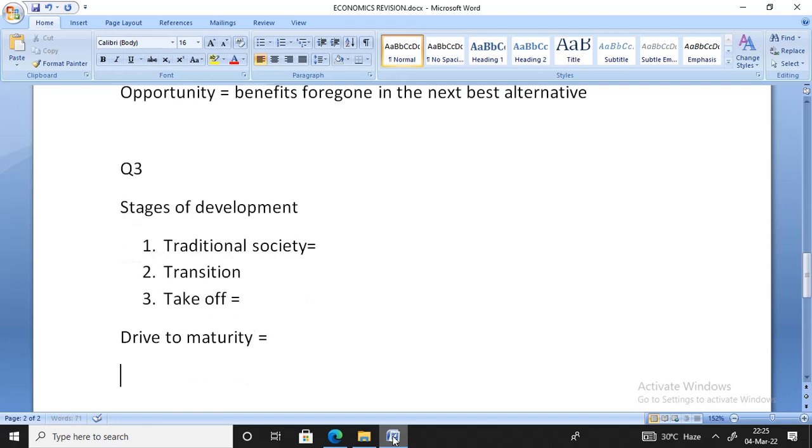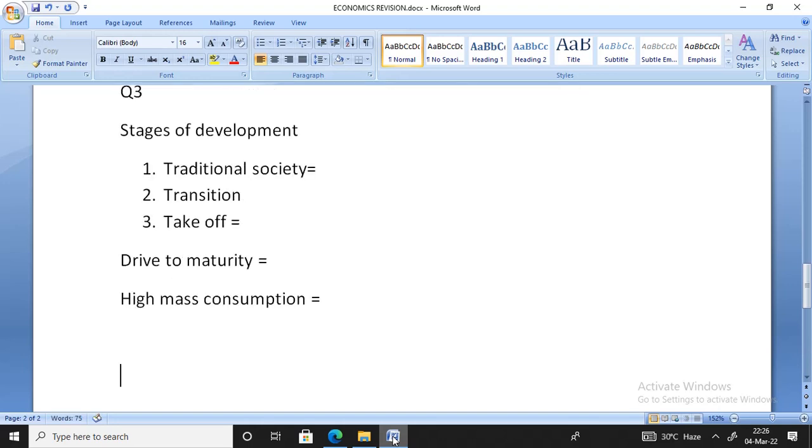Now the final stage is what is called the high mass consumption stage. The world could be at this stage, the high mass consumption stage. Under this stage, we see the base of the service industry. So at the high consumption stage, we see the base of the service industry at that point.